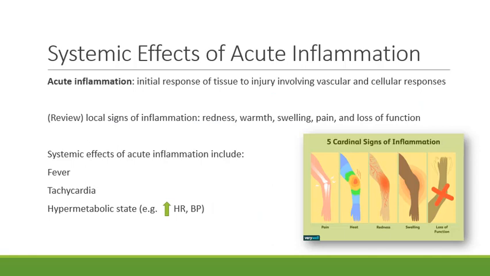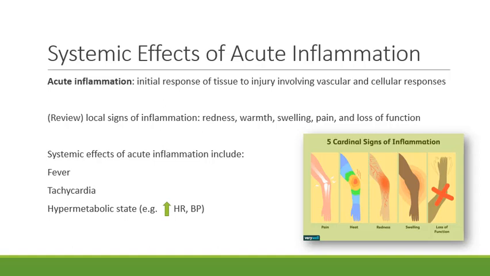Last week, we discussed inflammation. Let's take a look again at the systemic effects of acute inflammation. Again, acute inflammation, that's that initial response to tissue injury, particularly if that injury is something that's musculoskeletal, or if it's something related to an infection or some other process that we looked at last week. So it's that initial response of tissue to injury involving vascular and cellular responses.